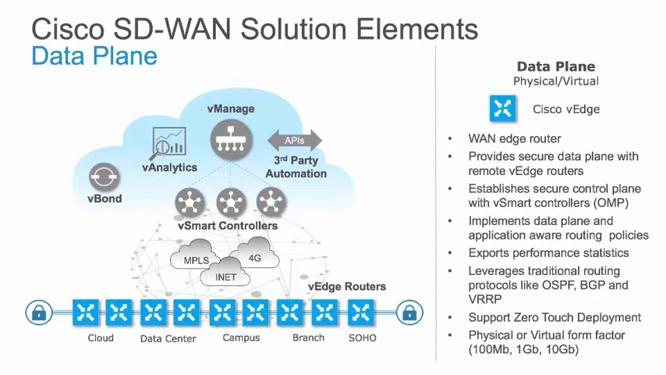And finally, the data plane. The data plane in Cisco terminology is called Cisco vEdge. This could be either physical or virtual. The job of the data plane is to act as an edge router. It provides secure data plane with remote vEdges, establishes secure control connection with the vSmart controller, and implements all the data policies and application-aware routing policies. It exports performance statistics, leverages traditional routing protocols like OSPF, BGP, and VRRP, supports zero-touch provisioning, and it comes in multiple form factors, from 100 megabits to 10 gigabits.